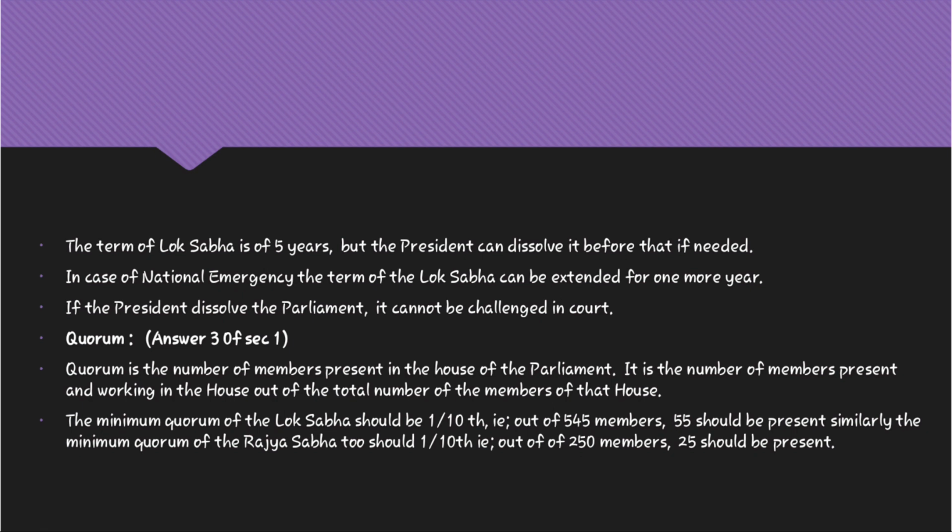Now, please underline the next line. The minimum quorum. Now we are speaking about both Houses. Minimum quorum of Lok Sabha is 1/10, that is, out of 545 members, 55 should be present. Out of total 545 members, a minimum of 55 members should be present. That is the quorum of the Lok Sabha.